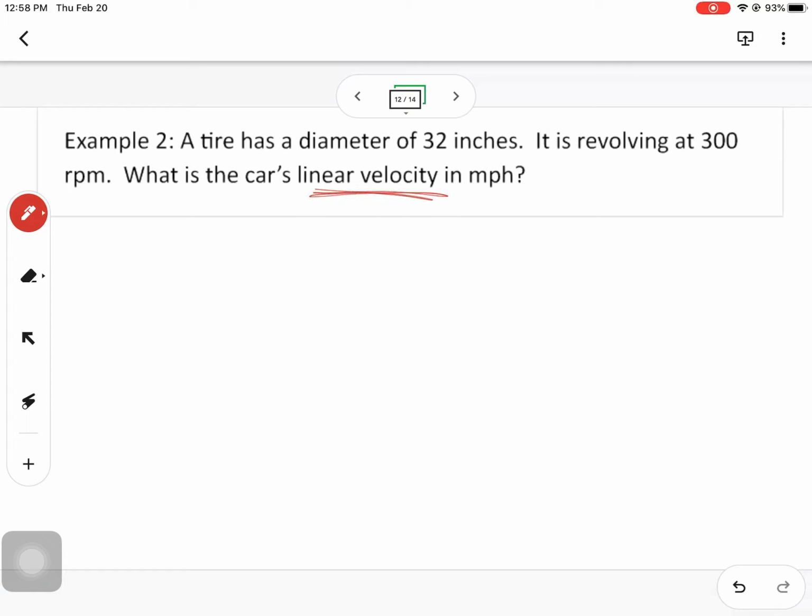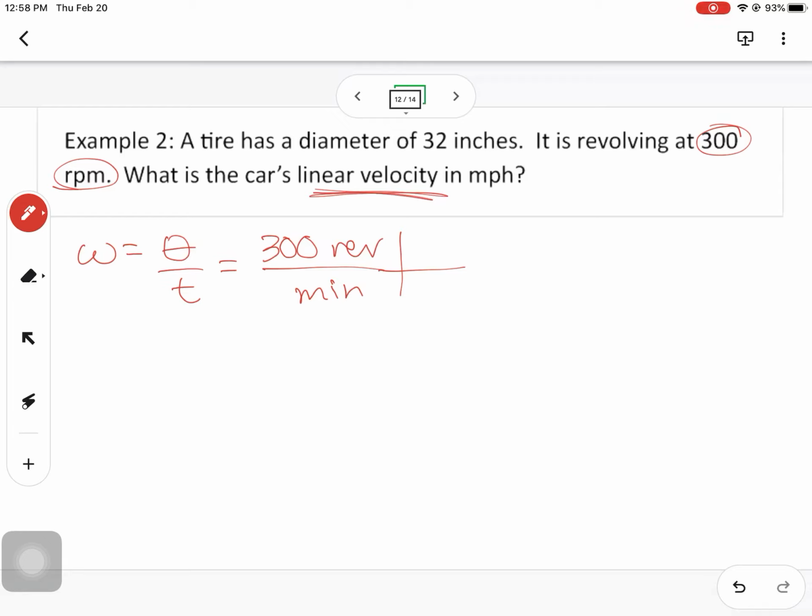So linear velocity means I need to find my omega first. So I'm doing my theta per time. My theta is given to you here in this 300 RPM. 300 RPM tells you it is 300 revolutions per minute. That's what your car stat is giving you.